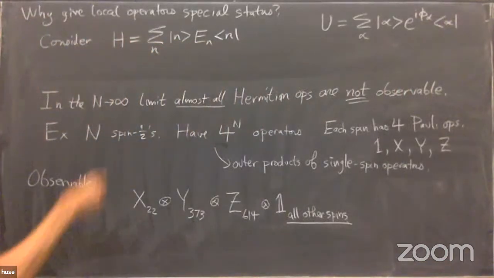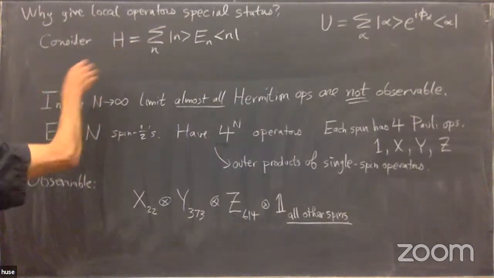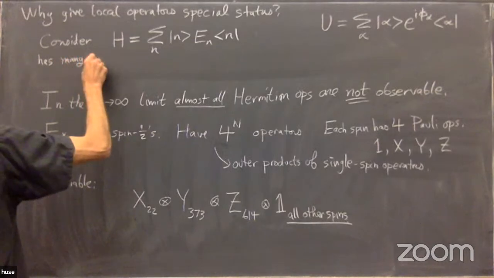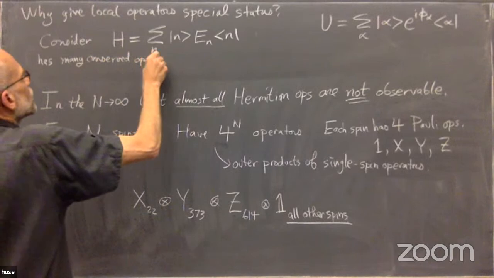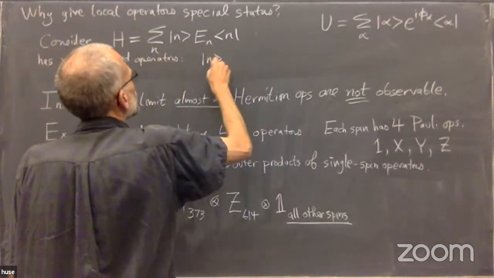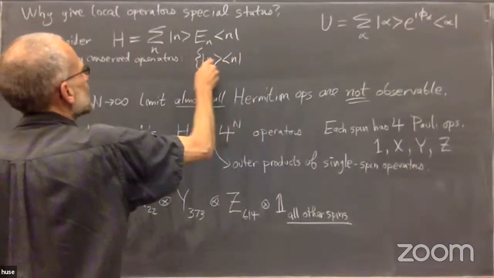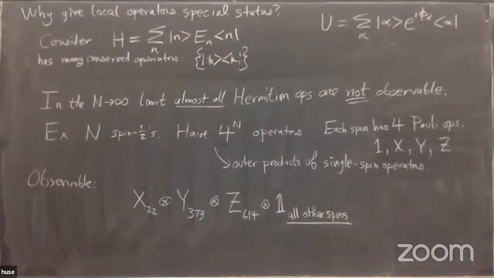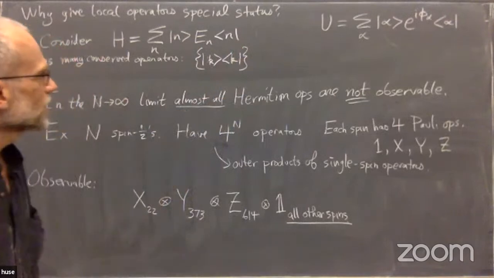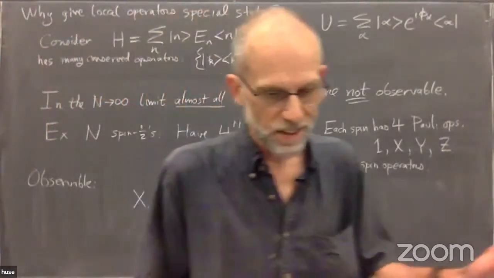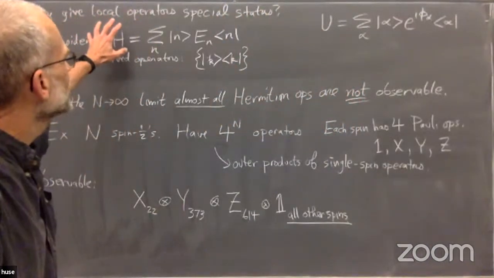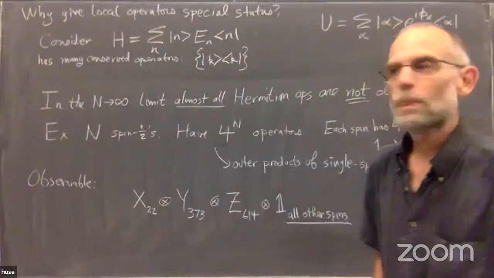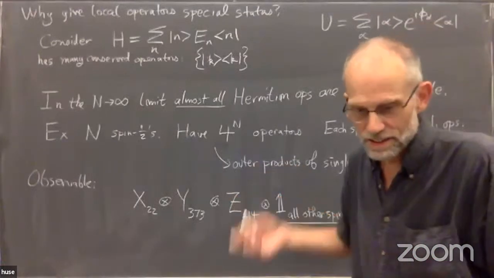Now, if we didn't give the local operator special status, this has many conserved operators that commute with the Hamiltonian, namely all the projectors onto the eigenstates. All the projectors onto the eigenstates commute with this Hamiltonian. Put a different letter here, K. They all commute with this Hamiltonian. So if we didn't give local operators a special status and allowed all Hermitian operators to be on the same footing, every Hamiltonian is integrable with an infinite number of conservation laws. It never goes to thermal equilibrium.